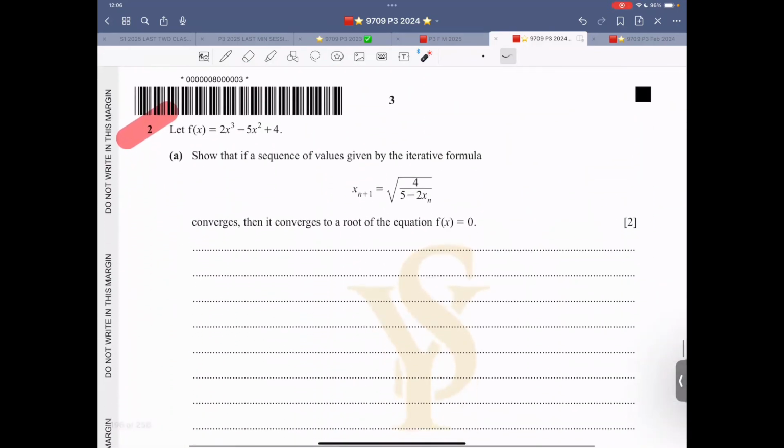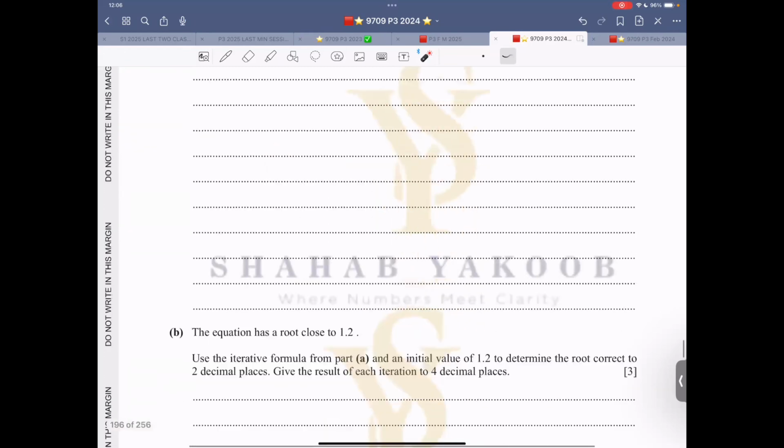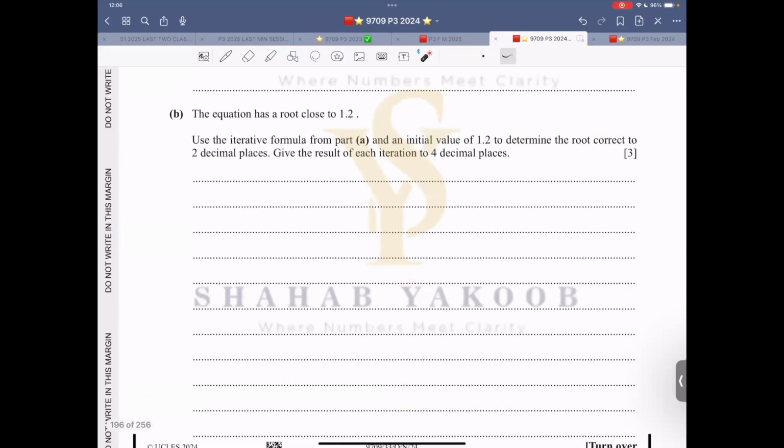Question number 2. Let f(x) equal such and such. Show that if a sequence of values given by the iterative formula converges, then it converges to a root of the equation in part 1. Basically, this is the equation, this is the iterative formula. Equate this to this or equate this to this, it doesn't make a difference.